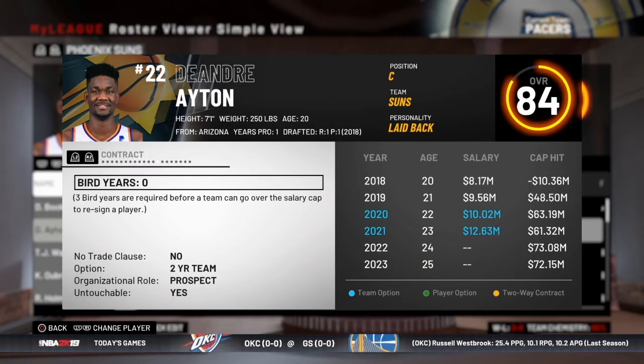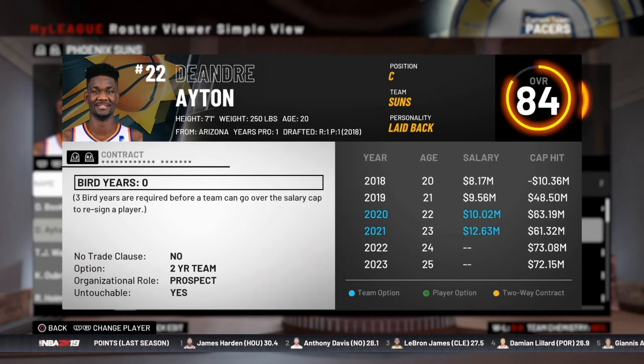So here we have a rookie, DeAndre Ayton, who was drafted in 2018. In his case, you see that the bird year says 0. That's because he hasn't played any games with the team that drafted him, which in this case is the Suns. So right now he has 0 bird years, and he has no bird rights, so to speak. A bird year is how many years you spent with the same team.